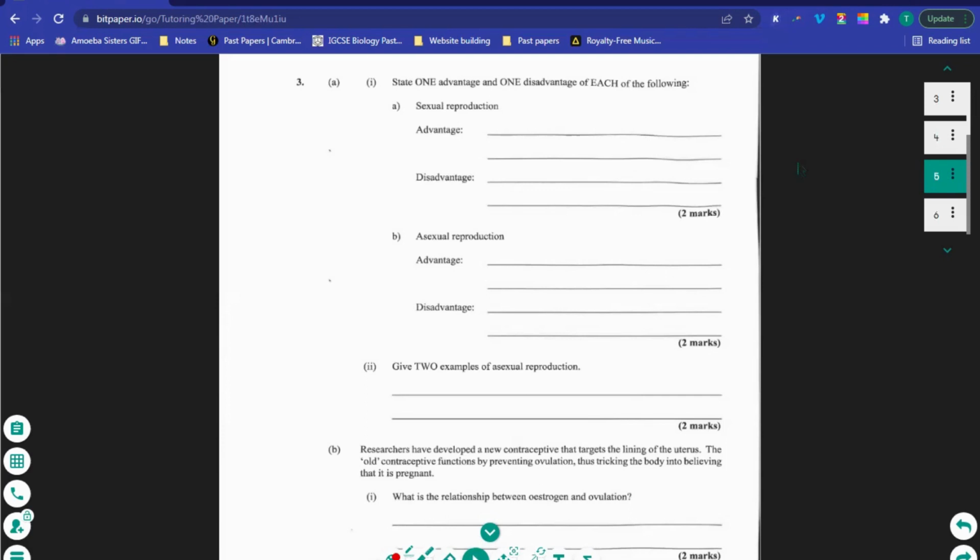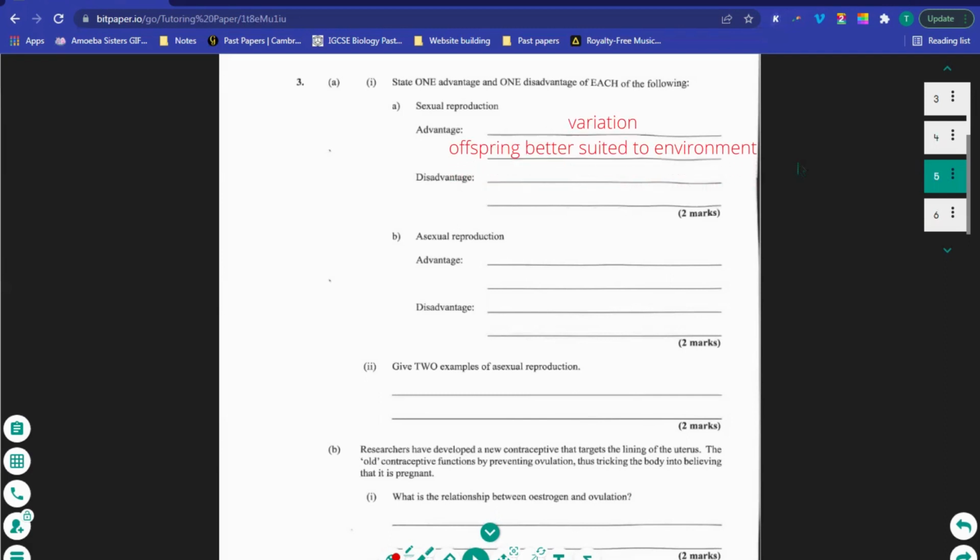So for sexual reproduction, remember with this, we need 2 partners. We need a male and a female within the same species. If it is out of the species or from different species, then it would not be able to successfully reproduce. So we need a male and a female to get the male gamete and the female gamete to fuse during that process of fertilization. So what's an advantage of sexual reproduction?